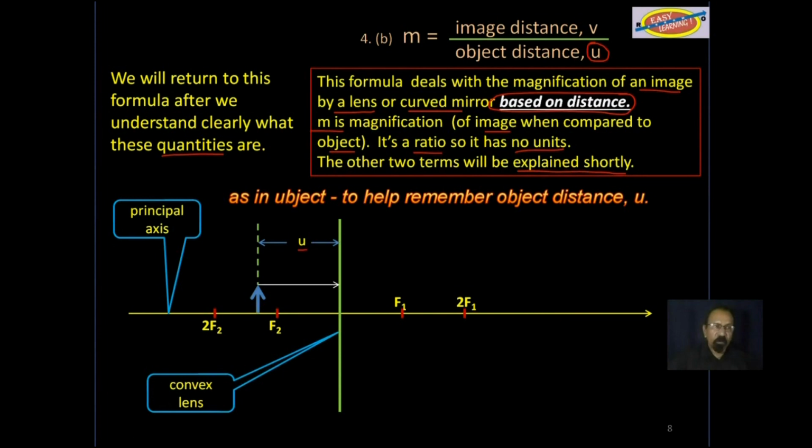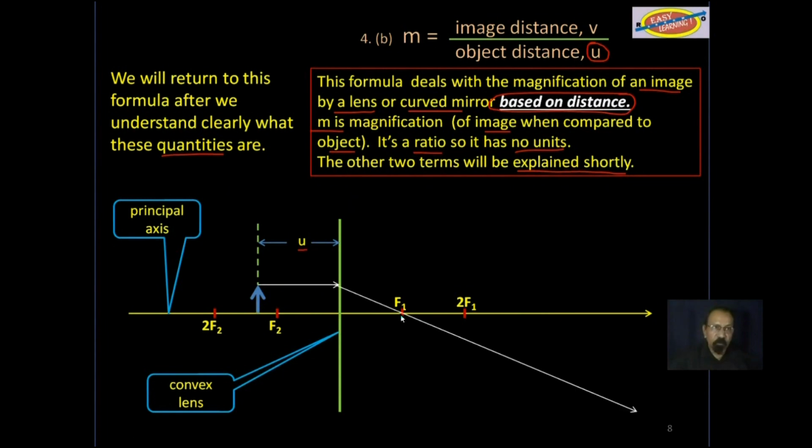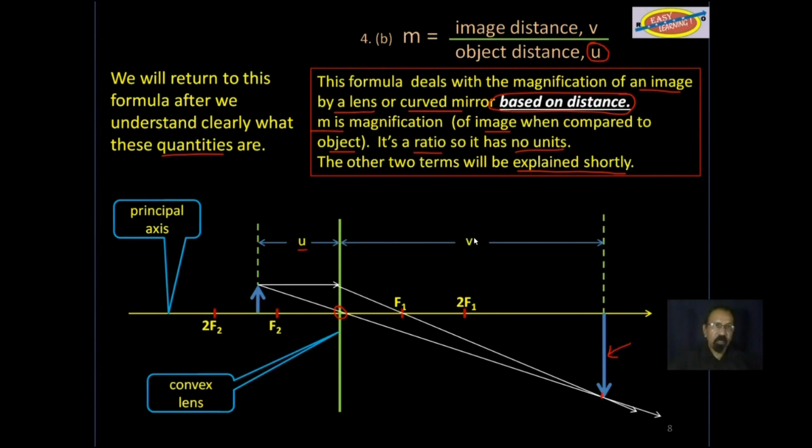If we draw a ray from the top of this object parallel to the principal axis, it will pass through the principal focus on this side. And if we draw another ray that goes straight through this point, those two rays will meet at this point over here, and we will get an image, a real image. The distance from the image to the lens is called the image distance, of course, and that is given the symbol V.